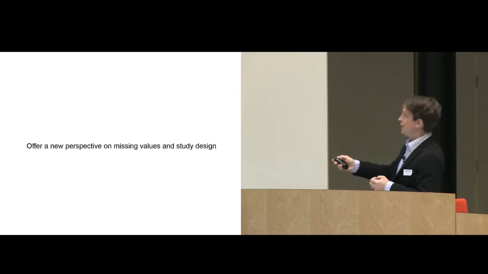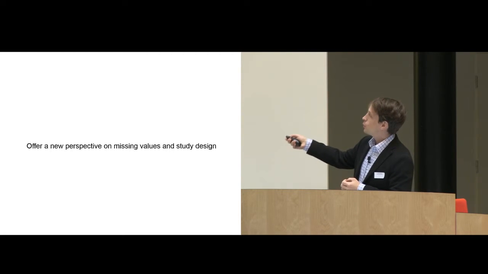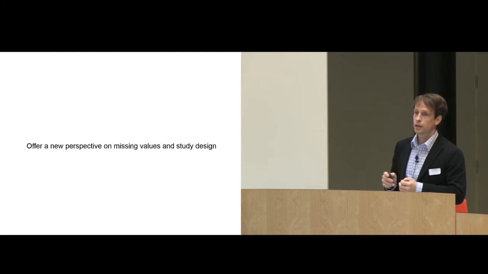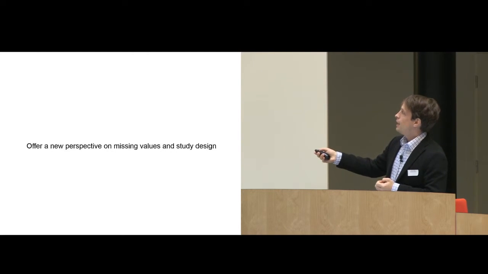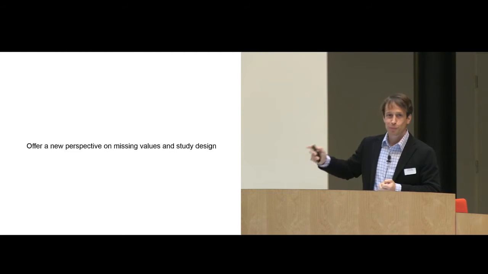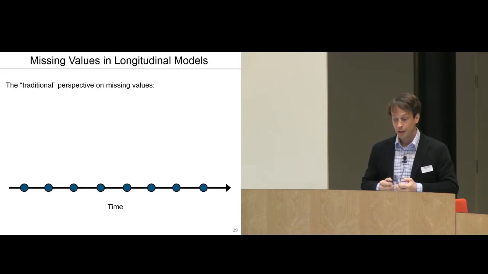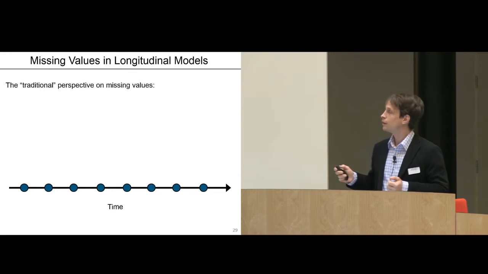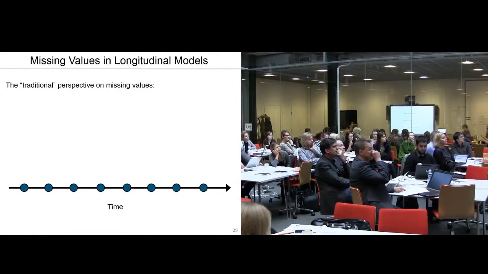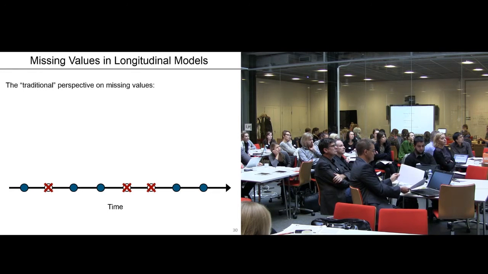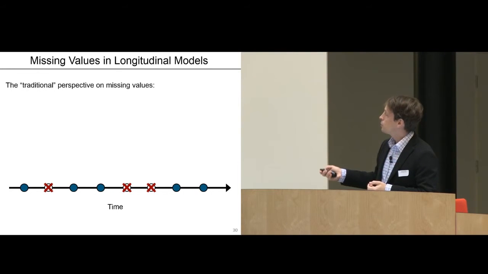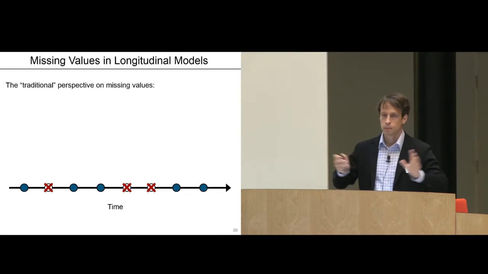So considering the time, very quickly, let's have a look at what I mean by offering a new perspective on missing values and study design. When I talk about new perspectives, I should probably first say what's the traditional perspective. The traditional perspective on missing values, at least to my understanding, goes a little bit like this. We plan a study, for example, with 8 time points, and then for whatever reasons we cannot realize some of these time points, so we have missing values. Either entire waves are missing, or at the individual level a certain individual didn't show up. Now we have missing values, and we kind of have to deal with this, and there's lots and lots of work on this.